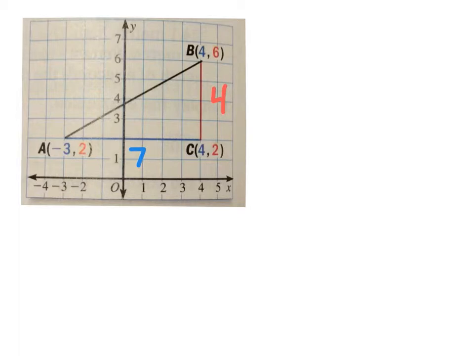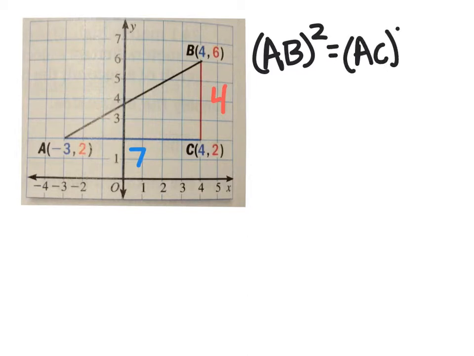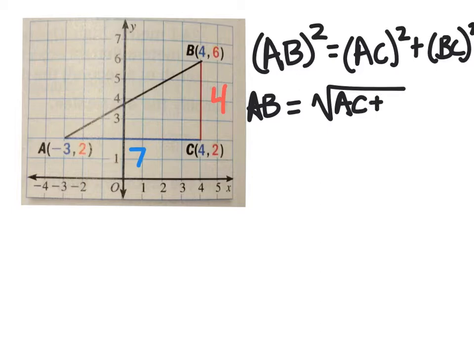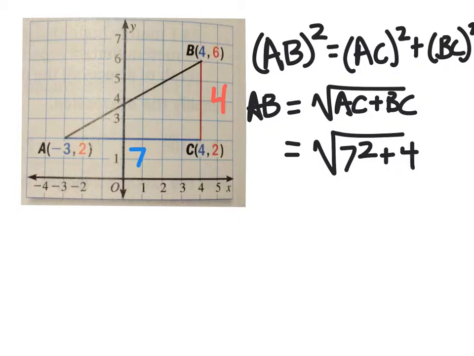So our Pythagorean theorem tells us that AB squared equals AC squared plus BC squared. So AB then is going to equal the square root of AC squared plus BC squared. We know what AC and BC are. We solved for those on the previous screen. That would give us 7 squared plus 4 squared, correct? Those were our lengths of our lines. So we now have the square root of 65 being the length of our hypotenuse.